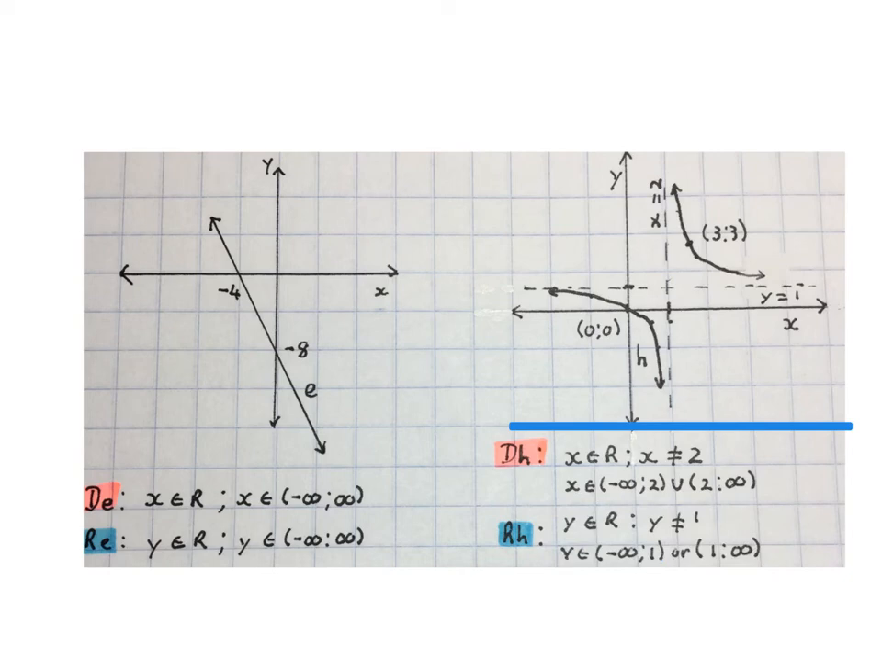The two ways of answering it: y is an element of real numbers, y is not allowed to be 1, or like this, y is from minus infinity up to 1 excluding the 1, or excluding the 1 up to infinity. Stop the video and decide which one suits you best.